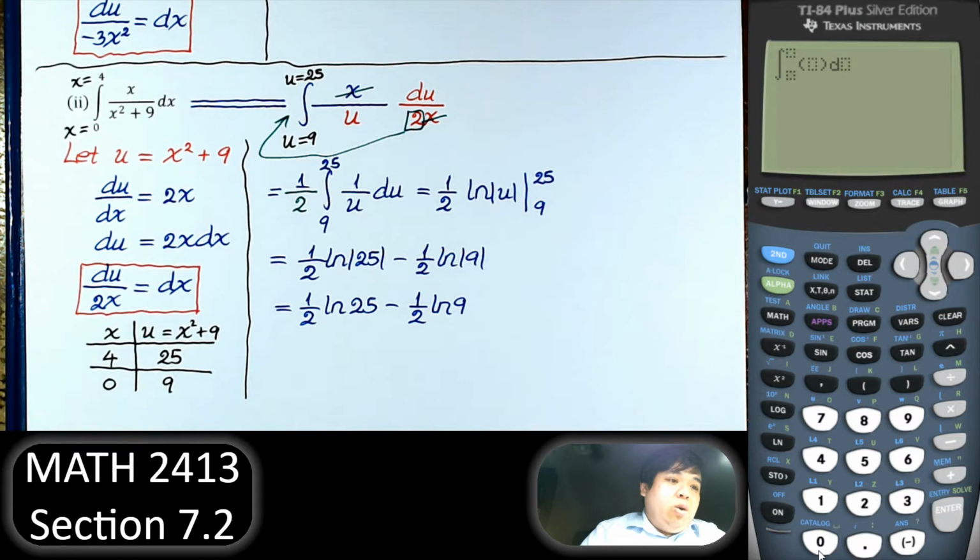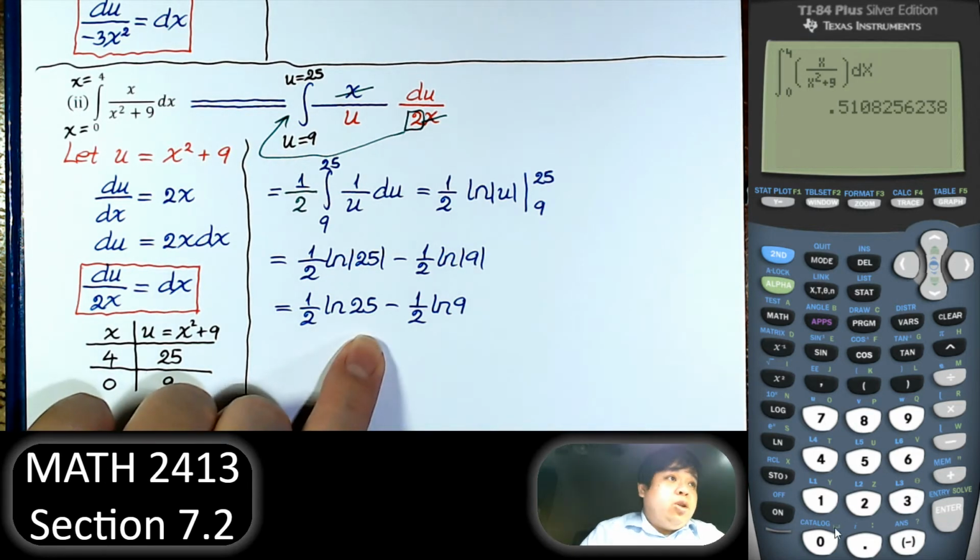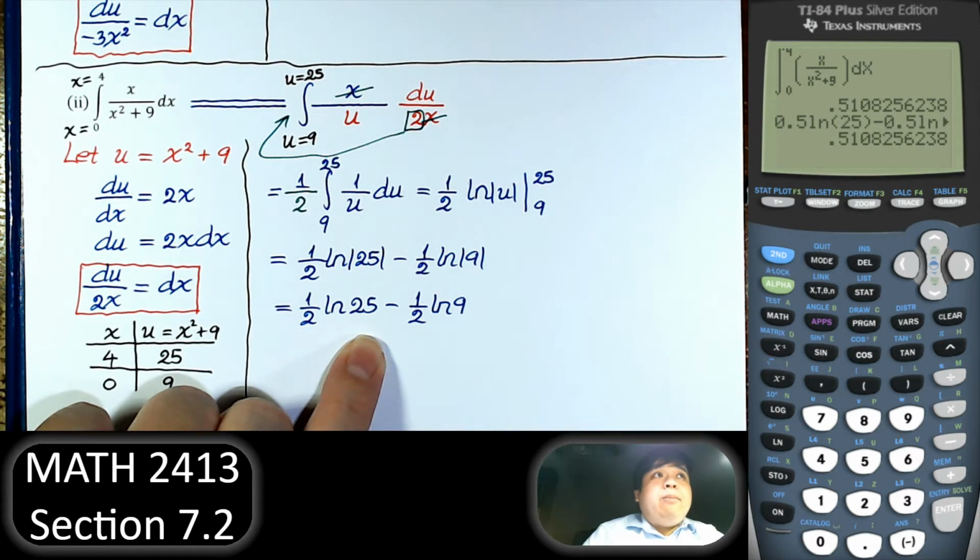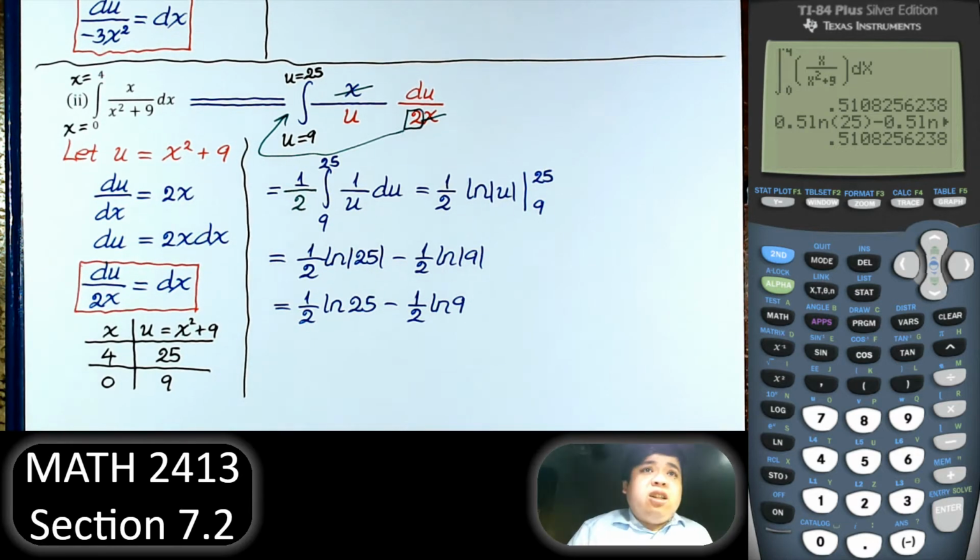Math, do that. I go from 0 to 4 of the fraction x over x squared plus 9, dx. And is that equal to 0.5 ln of 25 minus 0.5 ln of 9? Yes, they're the same, right? Of course, so this answer works.